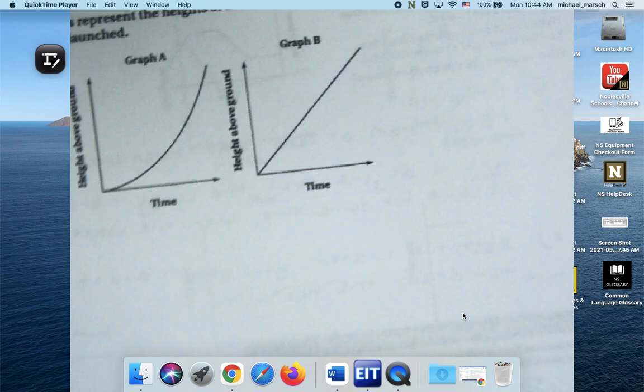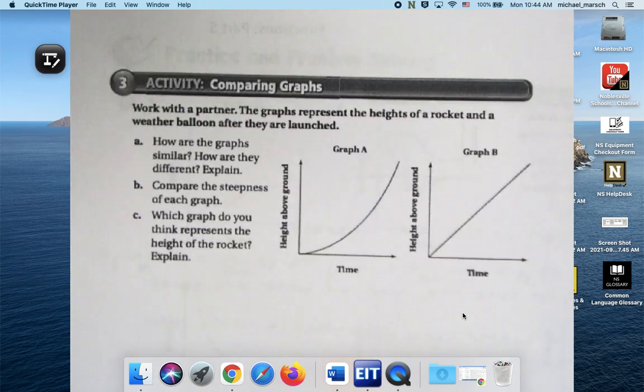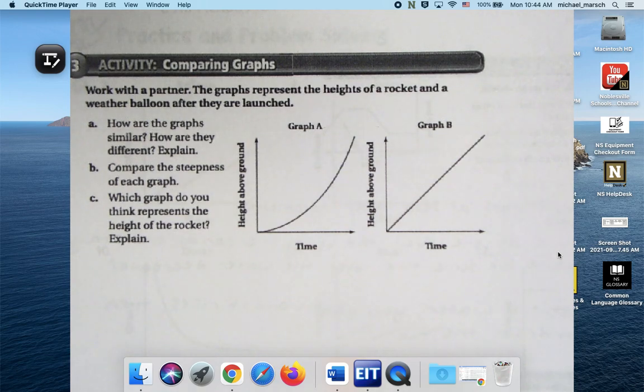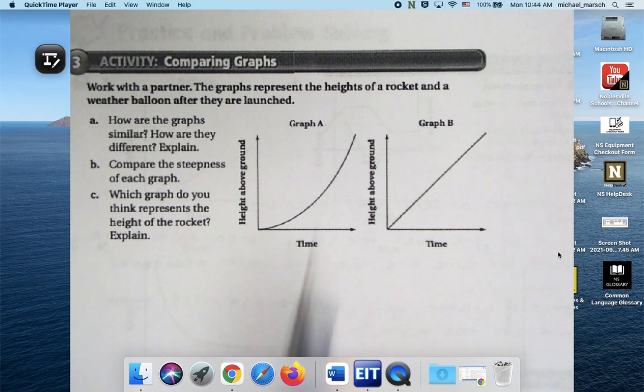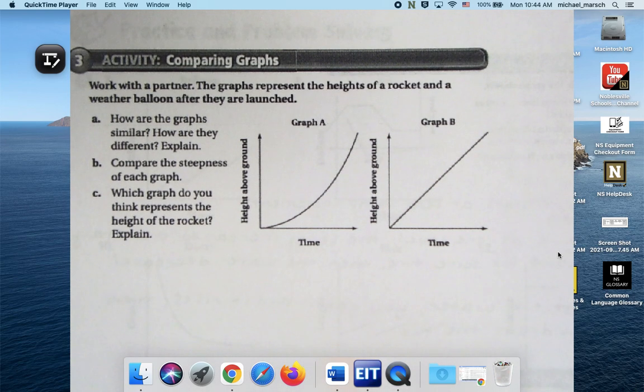Okay, comparing graphs. All right. We've got two graphs here. We're talking about height above the ground and the time. We've got graph A and graph B. We still don't have any increments, so we don't know if this is minutes or seconds. We don't know if this is feet or inches or miles. We don't know. Okay. One of them represents the height of a rocket, and the other represents the height of a water balloon after they are launched. Okay. Weather balloon, not water balloon.